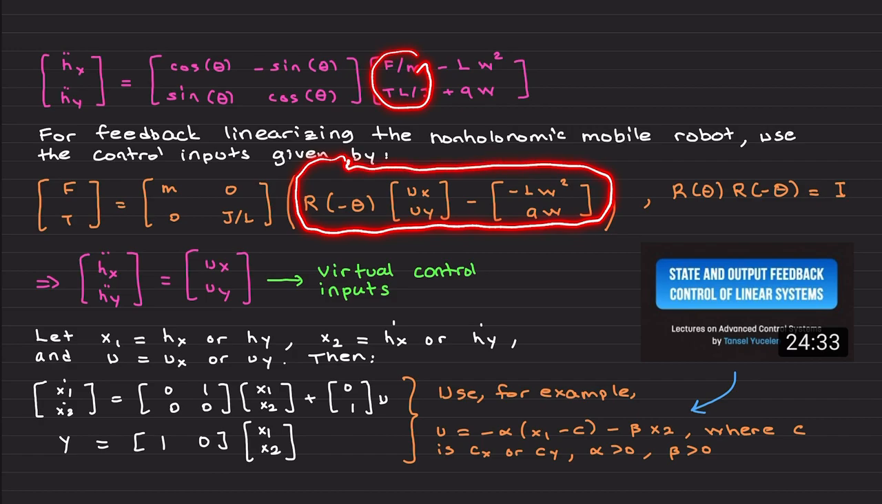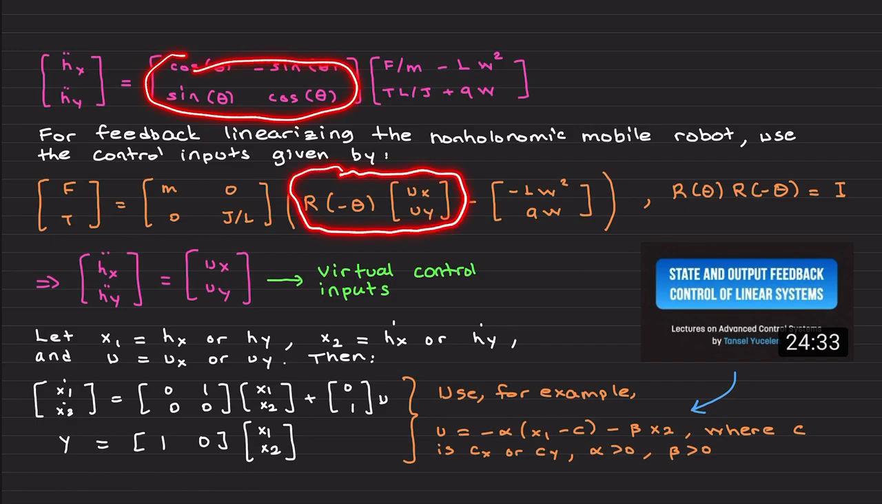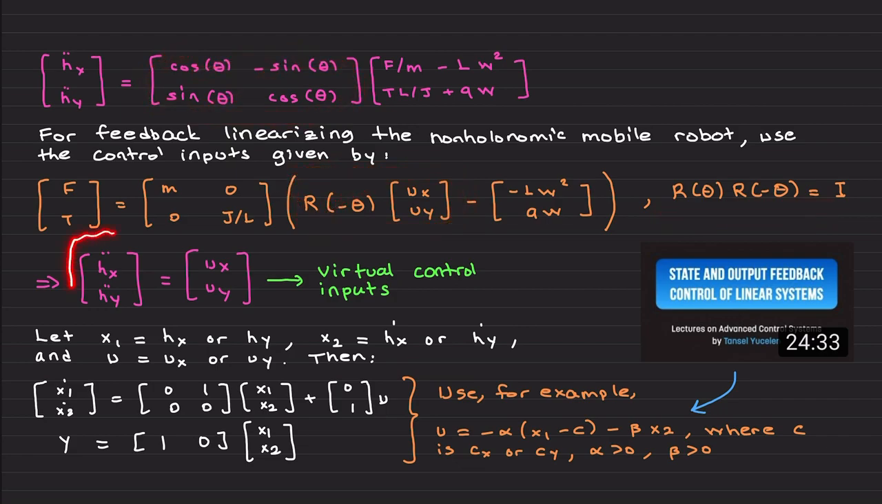Now, these terms that you are going to see, we have a minus sign, they are going to cancel the effects of these terms. And finally, this rotation matrix will be multiplied by ux and uy, which I'm going to talk about in a second. Using the R theta, R minus theta equals identity property, they will go away and you end up having this linearized equation that doesn't have any nonlinear terms.